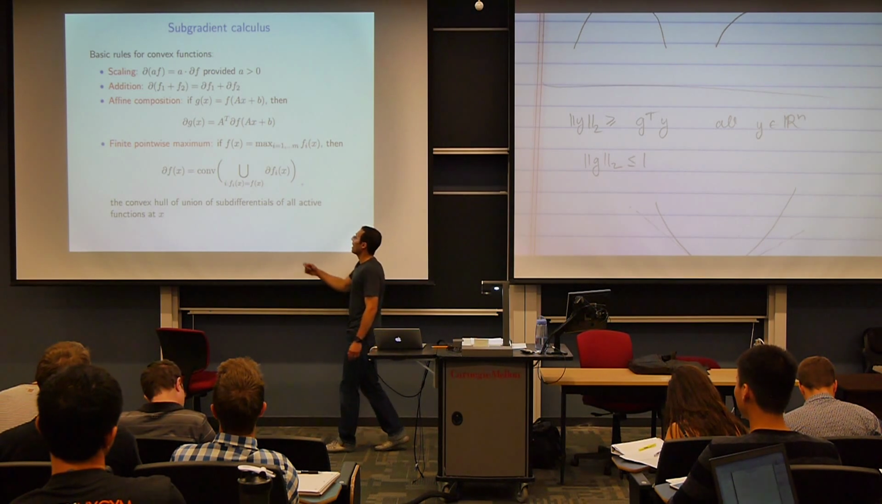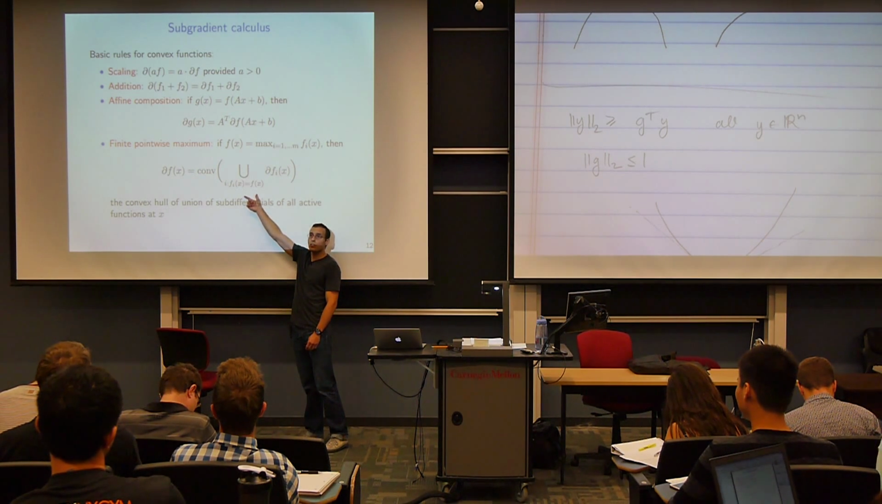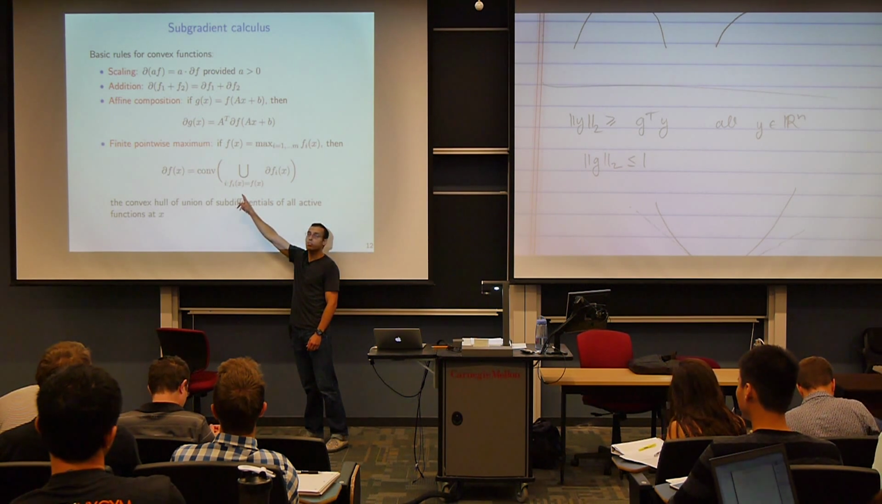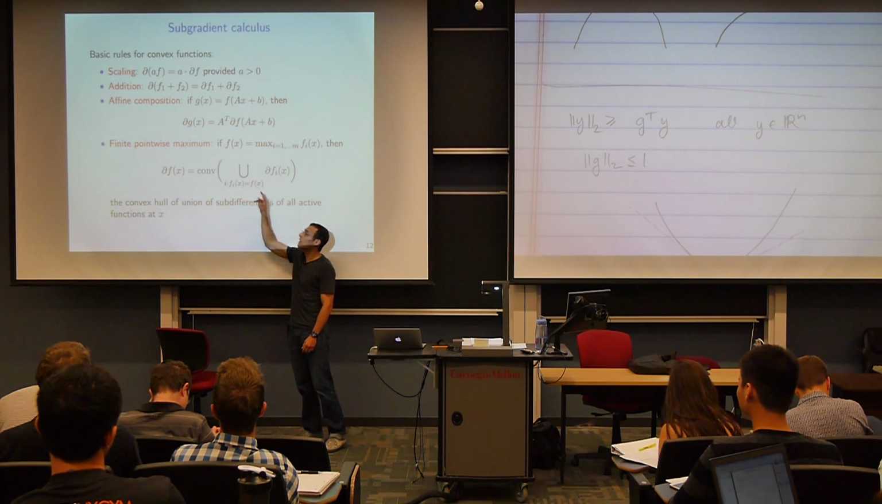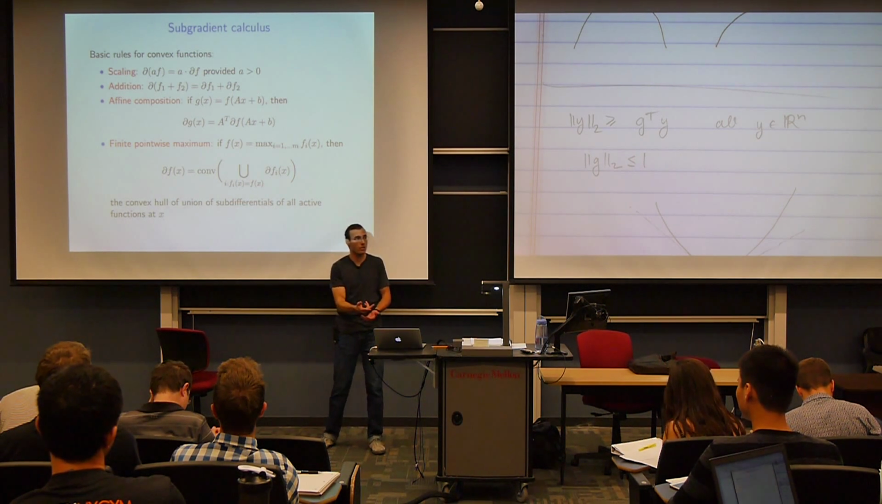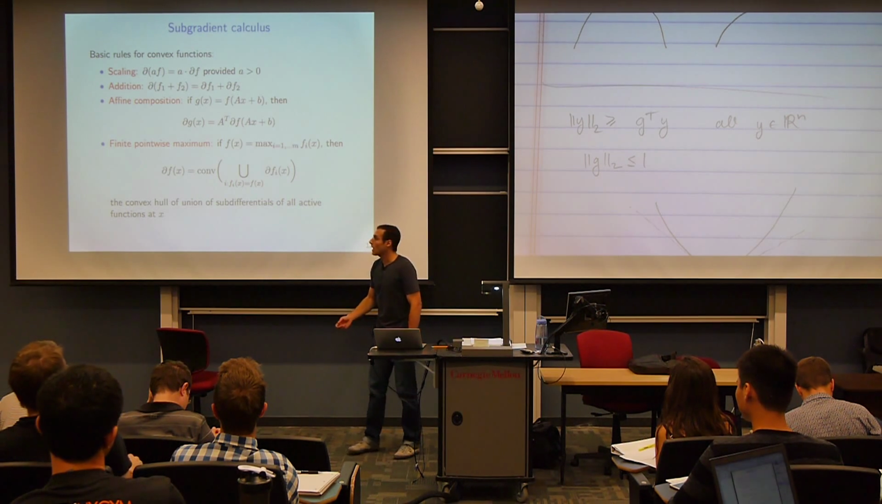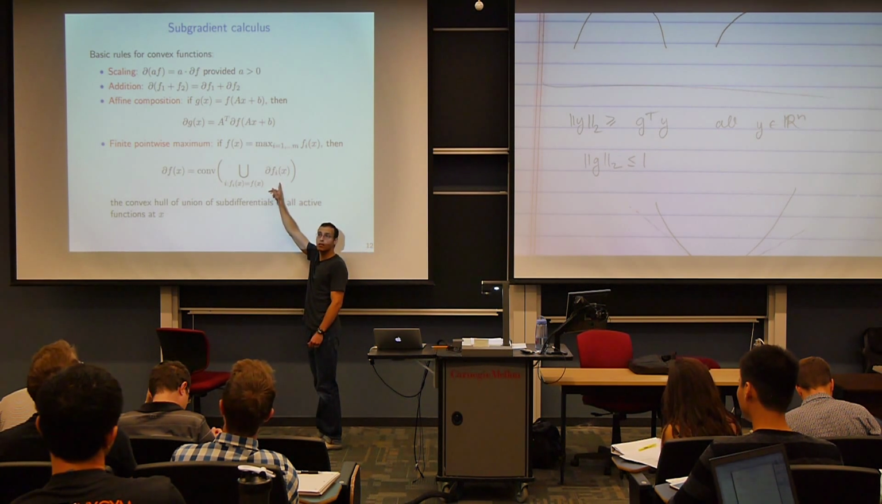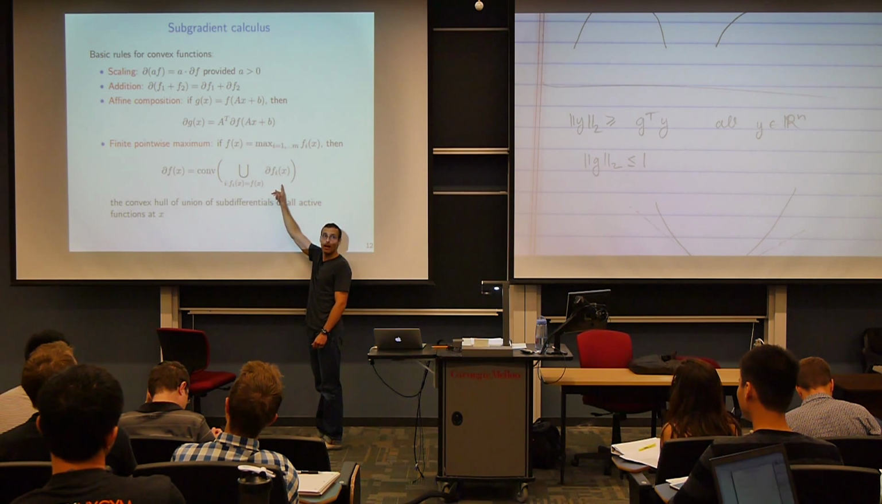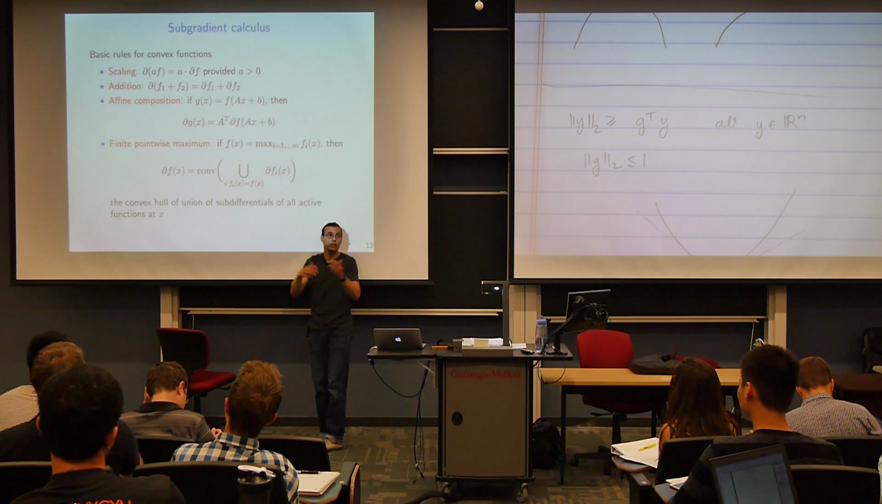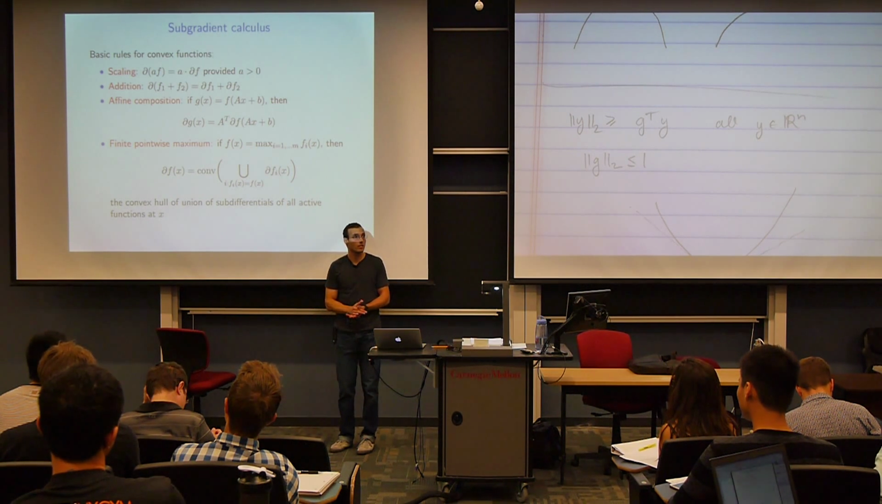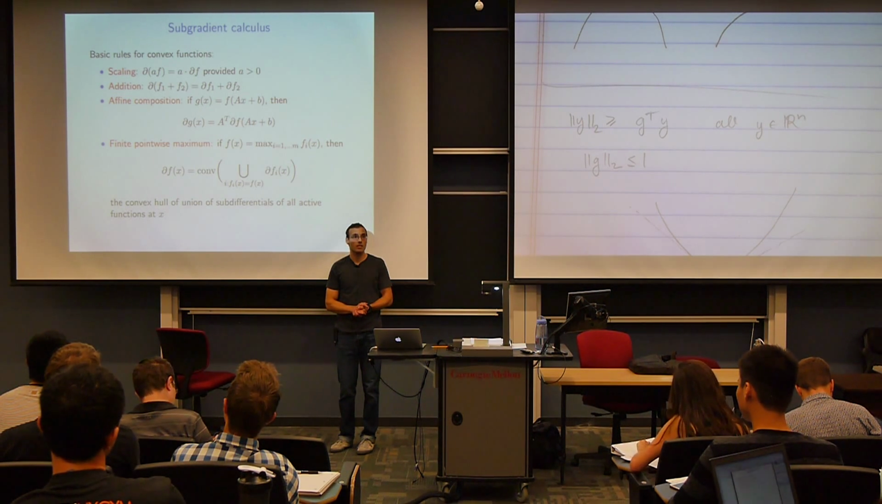I just, at that x, look at all the functions that achieve the maximum. So this is all i such that f_i(x) is equal to f(x). These are the functions that achieve the maximum. I take all of their subgradients at x, and I take the convex hull of all of those subgradients. That gives me the subgradients of f at x.